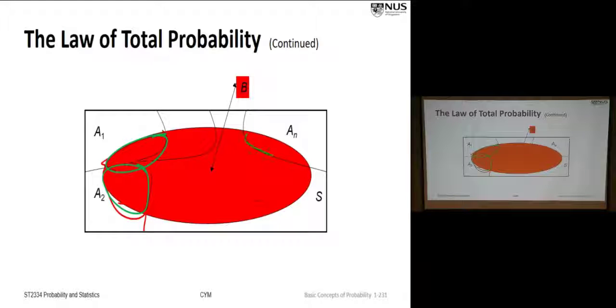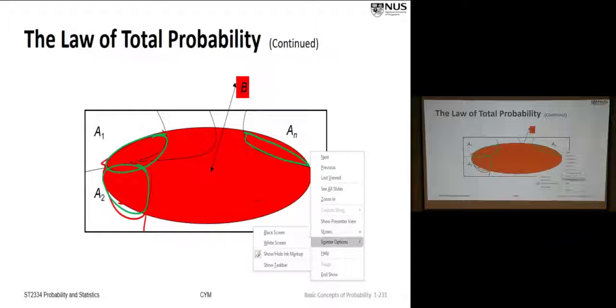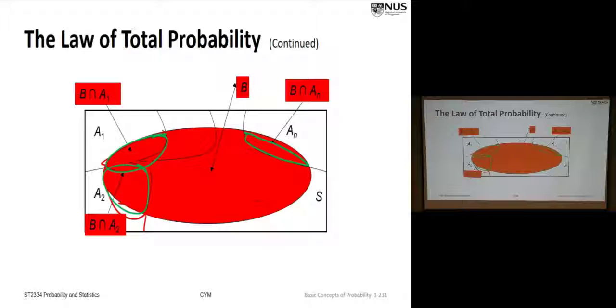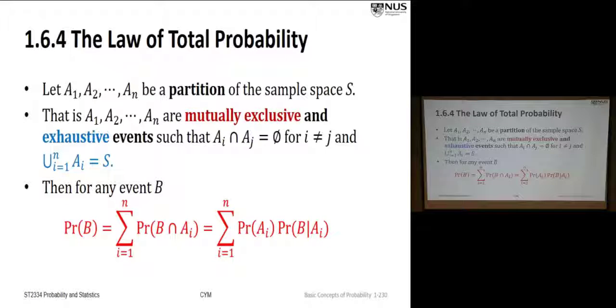This part, and the others, and finally we come to this part, which is common to B and AN. Put all this together, and that is your B. Then go back to red, okay? So then you can see the sum of all this probability, and each one applies the multiplication rule, then it's probability of AI times probability of B given AI.